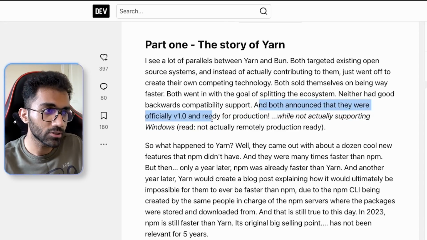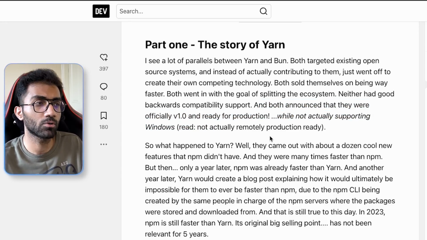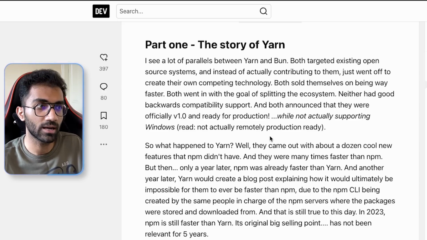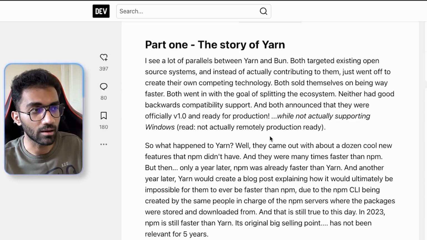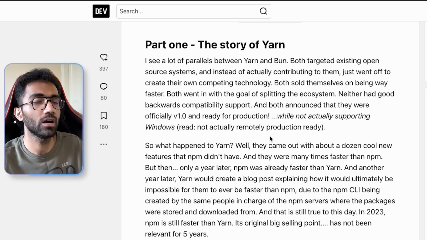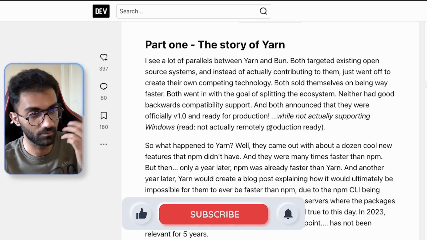And officially V1 and ready for production. This is also true. Bun, I feel, is not ready for production for a lot of workloads. It's just not. There are official Node.js packages which are very common, including DNS and all these things, and we can't use Bun in those workloads. And yeah, of course, it does not support Windows that well just yet.